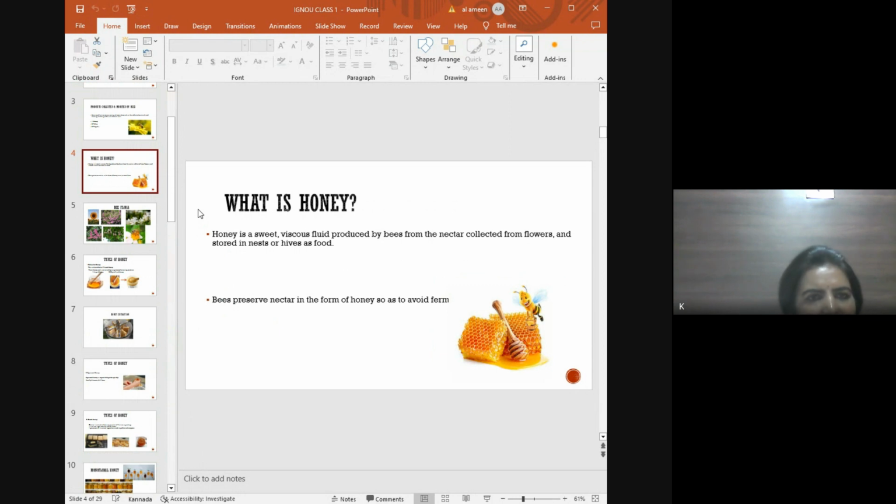Okay, so bees preserve nectar in the form of honey so as to avoid fermentation. Fermentation is not seen there. If you just bring the nectar and keep it, within 2 days it's all gone. It is full of moisture. It will be spoiled. So the moisture content has to be reduced as a process of how honey is made. Only then it can be stored in the colony, in the beehive. Okay, ma'am. Next one.